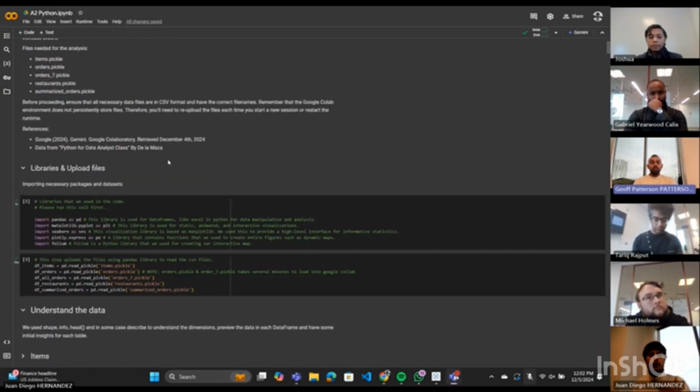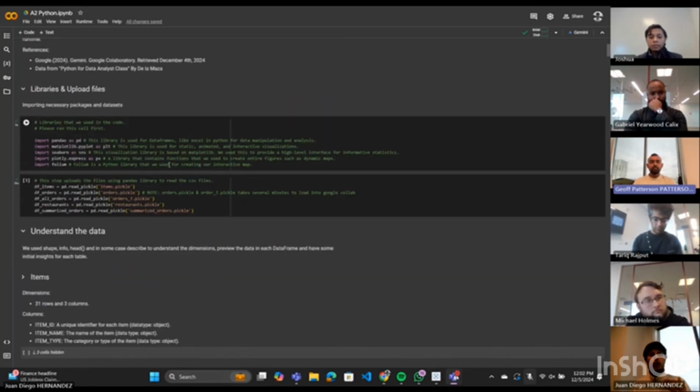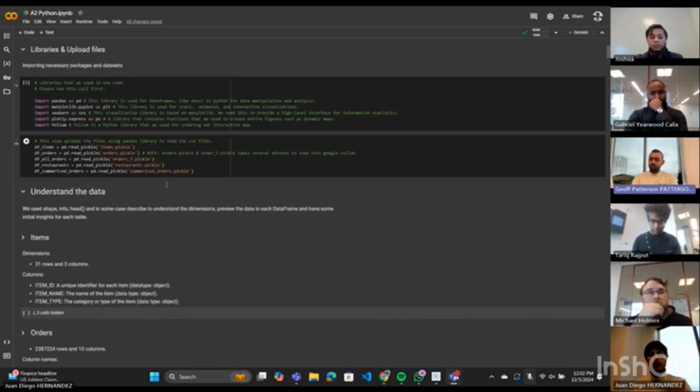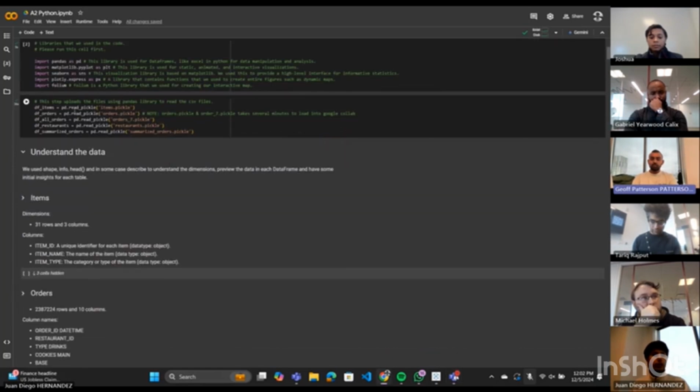The files needed for this analysis are these 5 files. The first thing we did was import libraries and upload files. These 5 libraries are the ones we used for each one of our visualizations and manipulation of data. This code from pandas helps us read each one of the files.